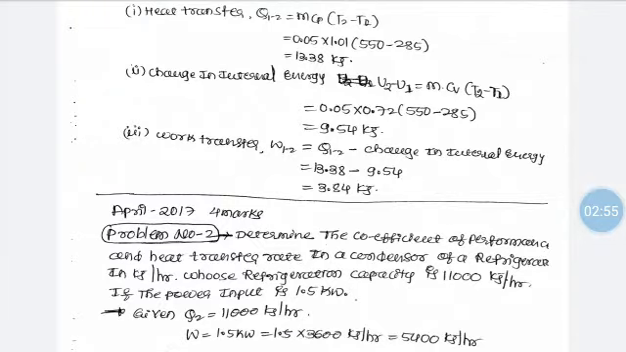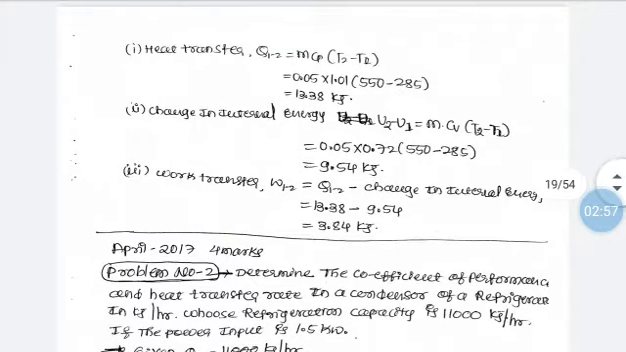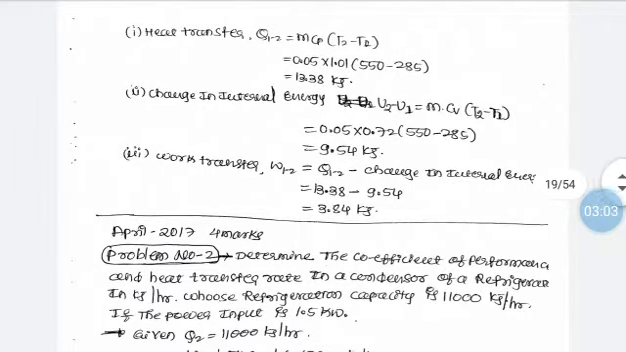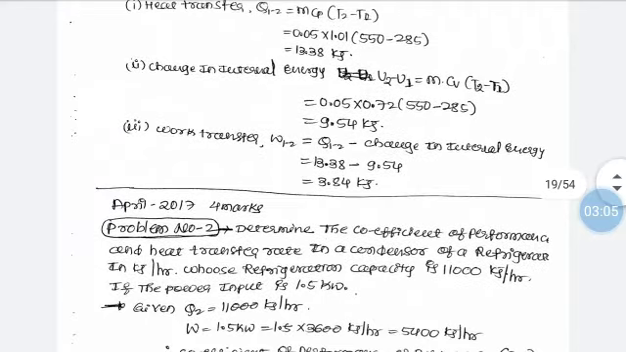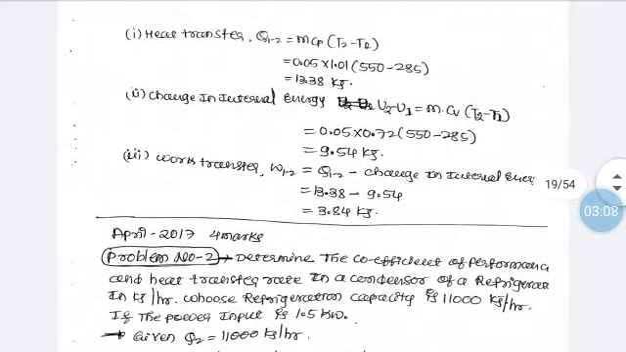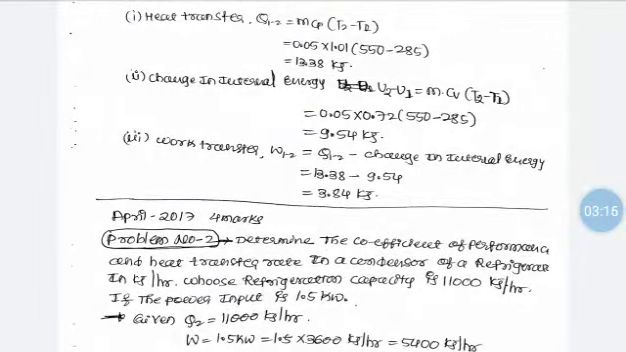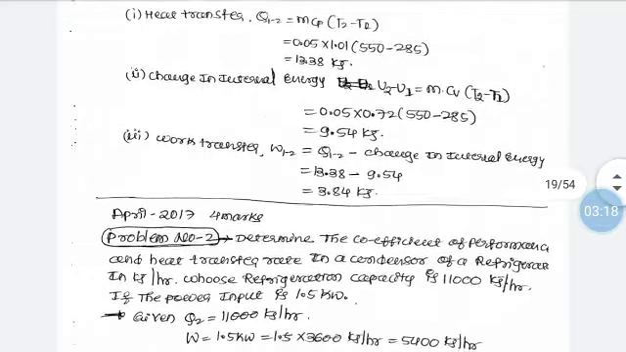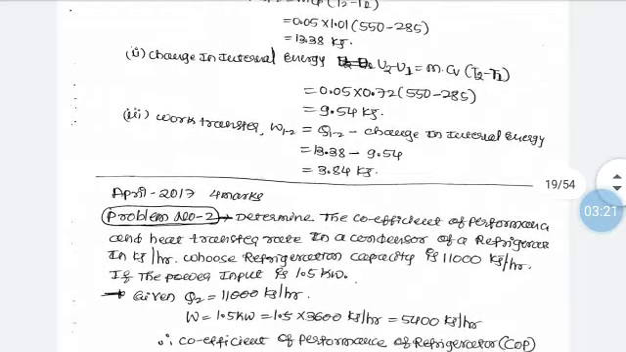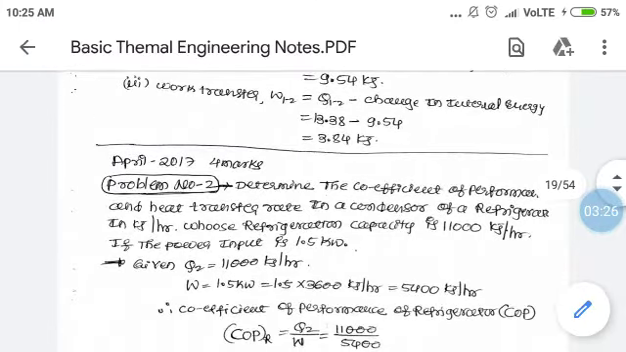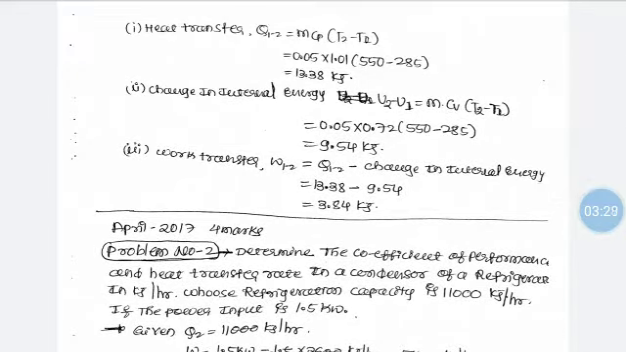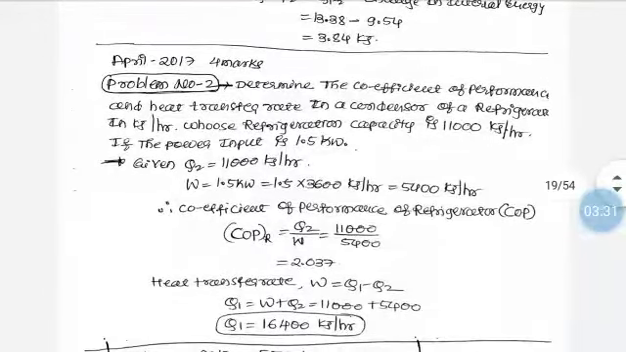Now the work transfer, W1 to 2. We know that the heat transfer Q1 to 2 is equal to W1 to 2 plus the change in internal energy. Here we have to find the work transfer, so W1 to 2 is equal to heat transfer minus change in internal energy, that is 13.38, the heat transfer, minus 9.54, the change in internal energy. So 13.38 minus 9.54 gives 3.84. This is the work transfer.